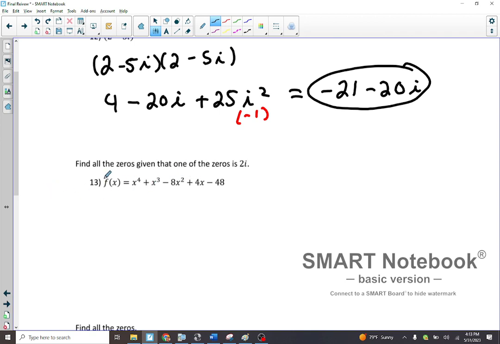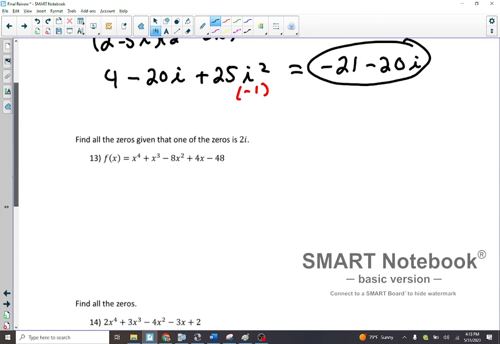All right, next one. Find all the zeros given that 2i is one of my zeros. So what I could do is use synthetic division.